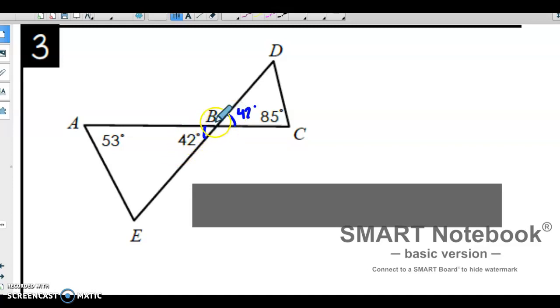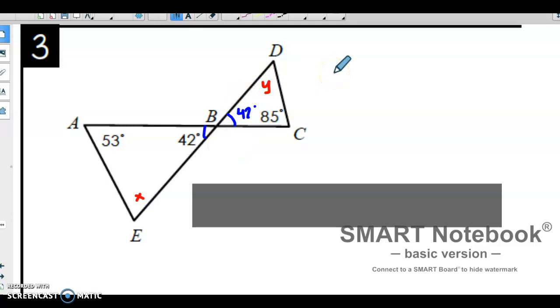Hopefully you remember that these two angles are vertical angles. You could have looked back in any examples that we did in class. We have a few that are exactly like this. These two angles here are vertical angles, which means that they are congruent. So now we have 42 degrees, 42 degrees. We need to solve for these missing angles so we can see if these two triangles are similar. So I'm going to call this angle X and I'm going to call this one Y.